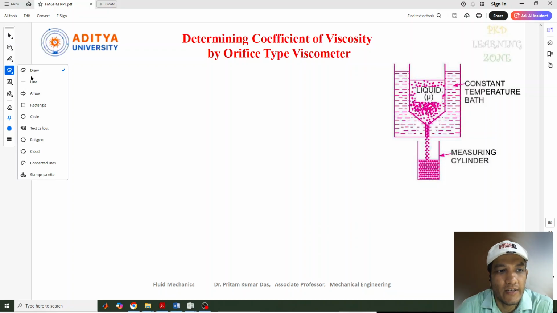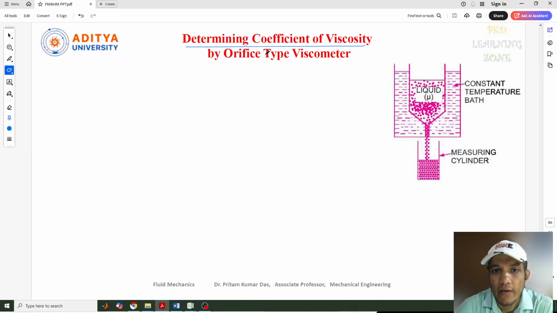In this lecture, we'll discuss how to determine the coefficient of viscosity by orifice type viscometer. In our previous video lectures, we have already discussed various types of methods to calculate the coefficient of viscosity. So this is another method by which we can also identify the value of viscosity.